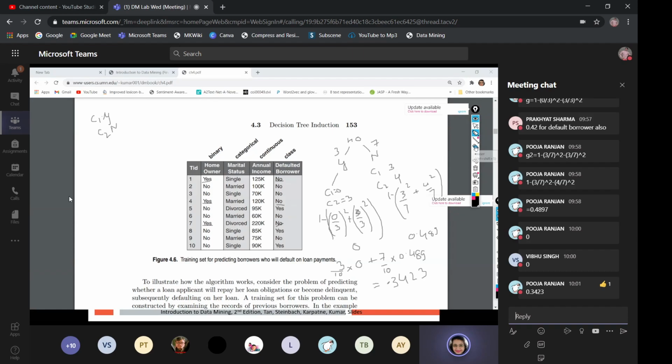Now let me take an eraser and erase all these things. What about when you do it for marital status? Now tell me for marital status. In marital status, you have an option of splitting on single, married and divorced, and an option of combining them. So let's simply do it like this: single, married and divorced. I am not yet combining.